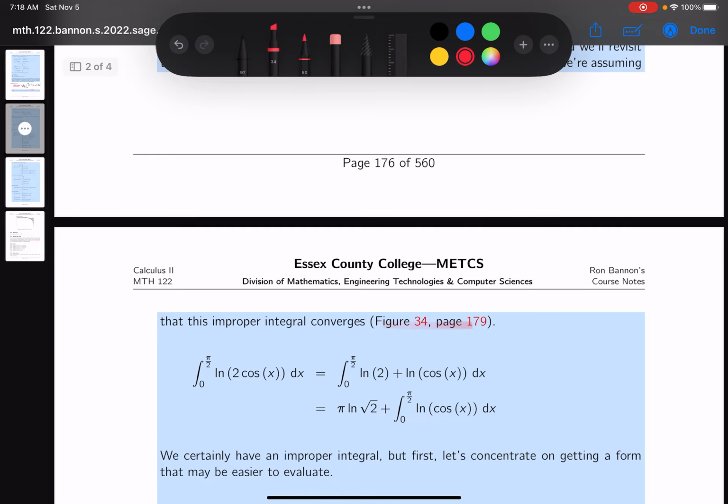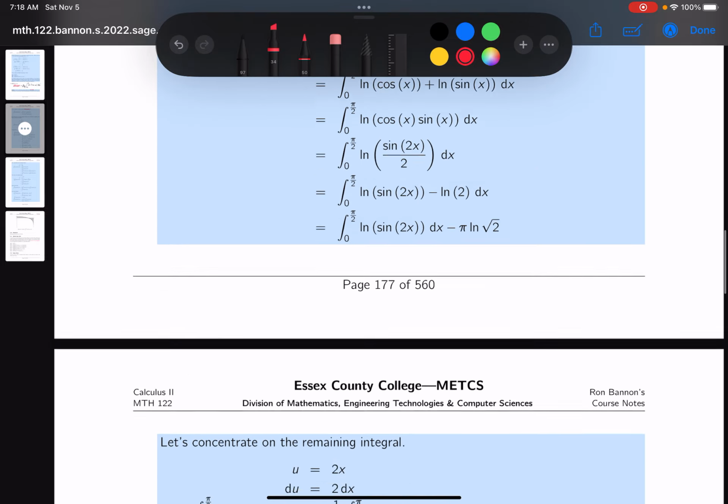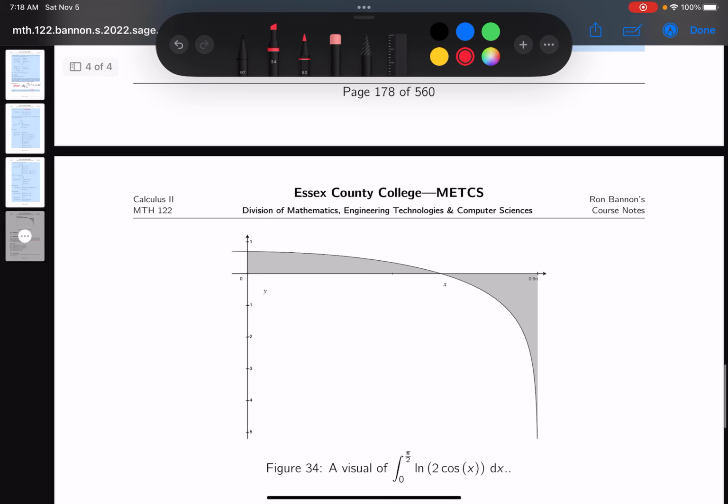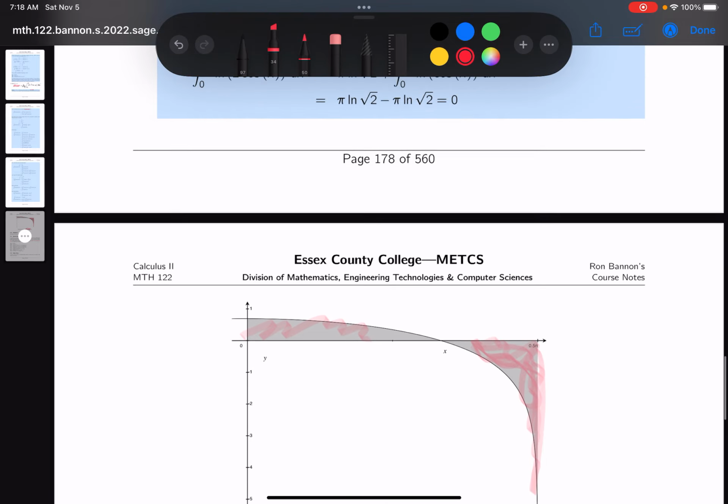I just want to talk about the picture of it. I'll scroll to that. This is the picture over here, and this is the integration we're trying to do. This thing is shooting down over here, as we know, because of the natural log. Looking at it, you get some idea that there's an area there. We're trying to figure out what that area is.